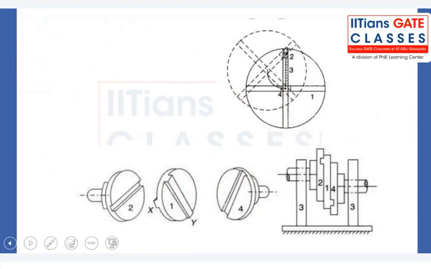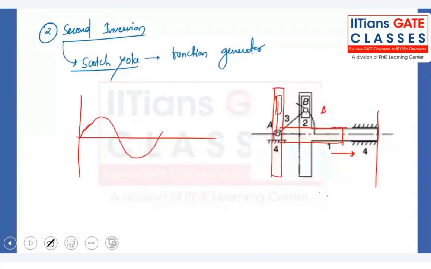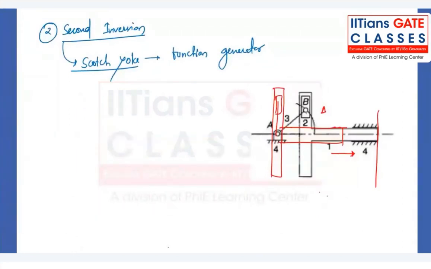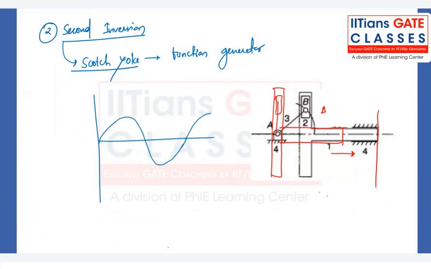So here theta is 0. At theta 0, let's say the displacement is 0. But as you go on increasing theta, if you are rotating in the clockwise direction, the rod will move towards the right-hand side, and you will have a positive displacement out of it until some time.